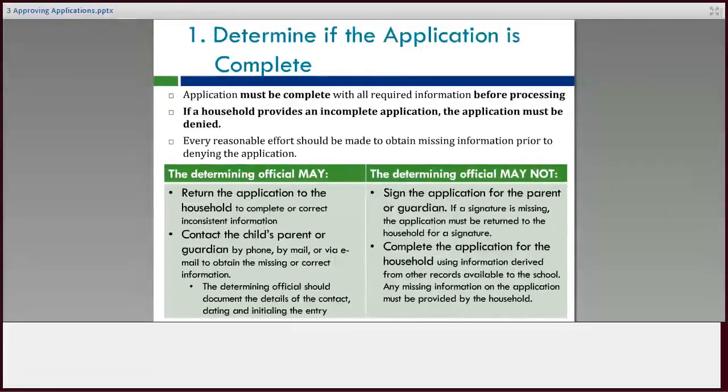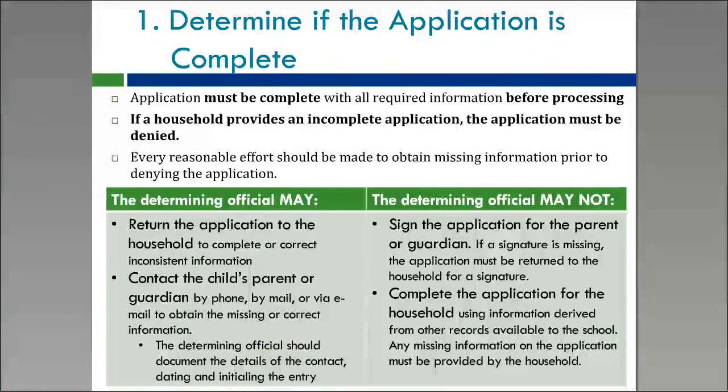The first step in processing the application is determining if it is complete. An application must be complete with all the required information before it can be approved. If a household provides an incomplete application, the application must be denied. However, you should contact the household and try to get the information before denying it. So you should make every reasonable effort to obtain that missing information.